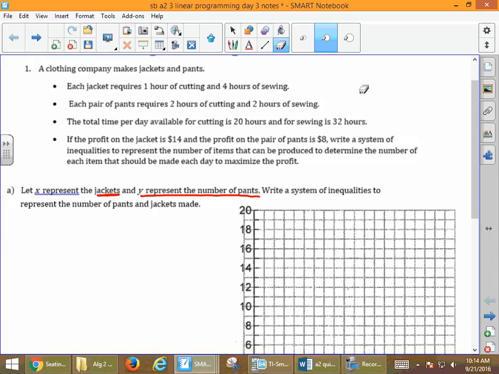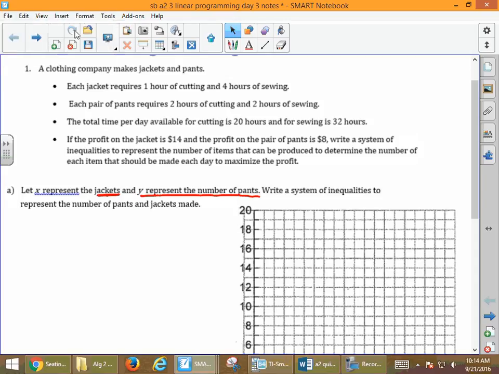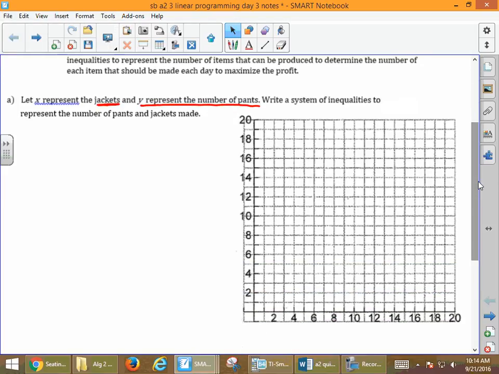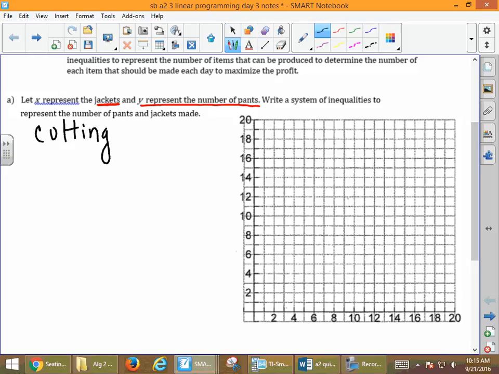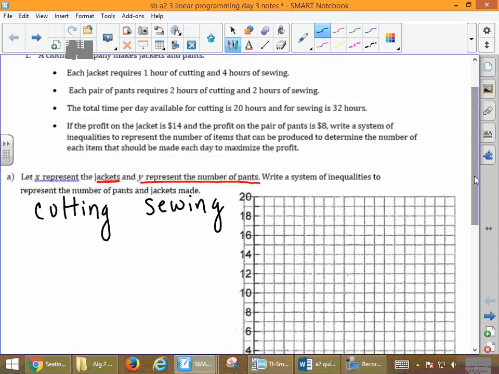So we need to determine what is happening in this problem. And what we see when we read the problem is that we are going to have an inequality that represents the cutting. And then we're going to have an inequality that represents the sewing. So we need to look back at the problem and determine, well, how much time are we cutting to make a jacket?